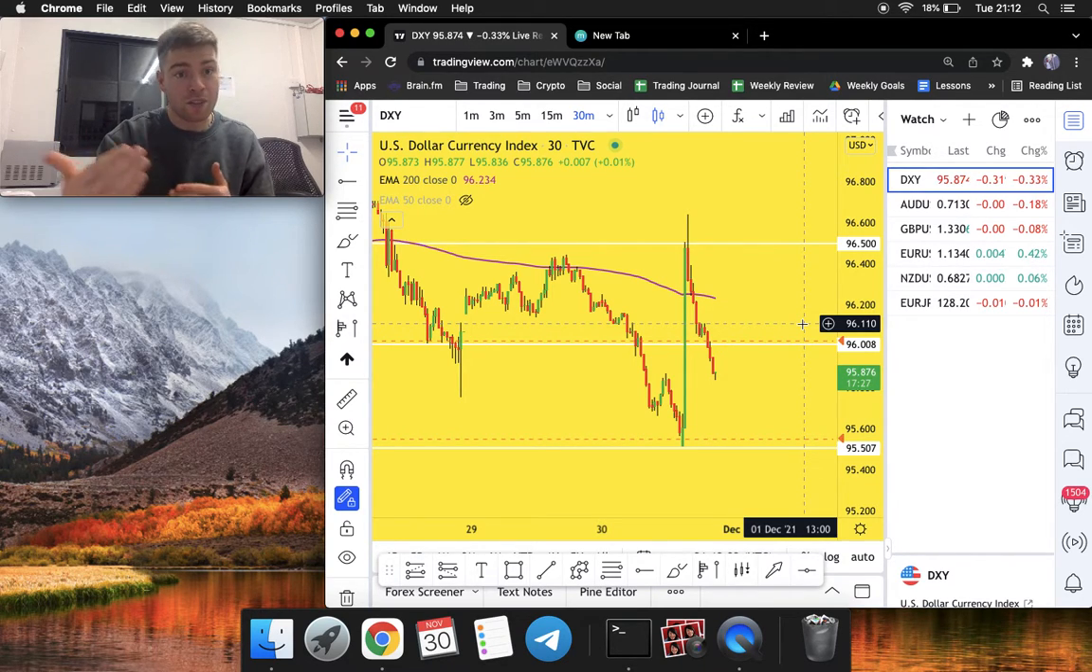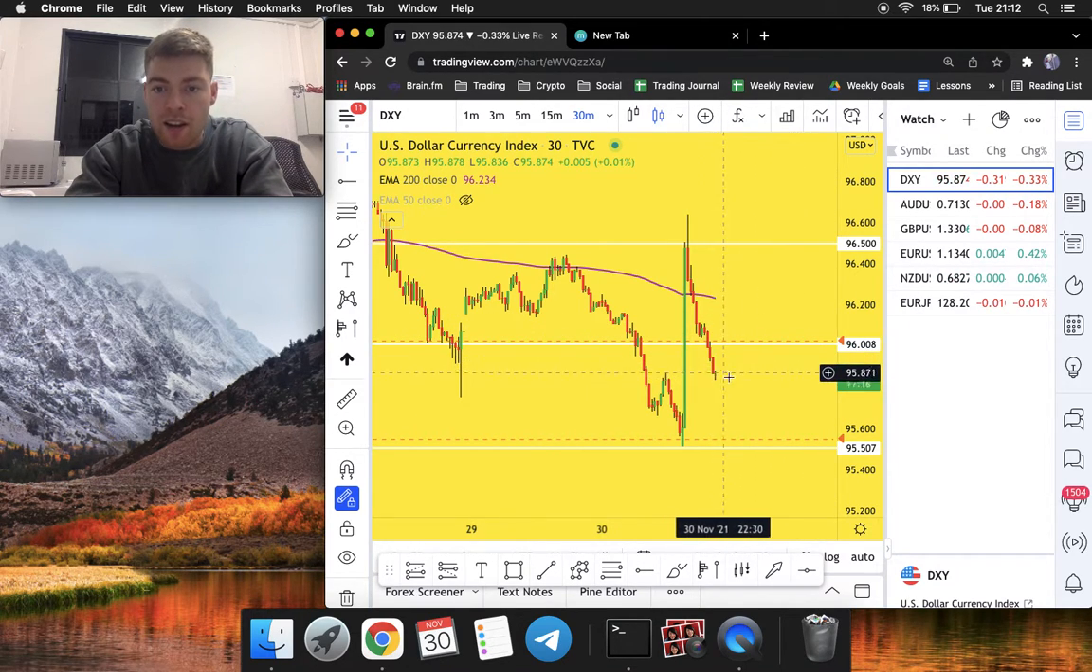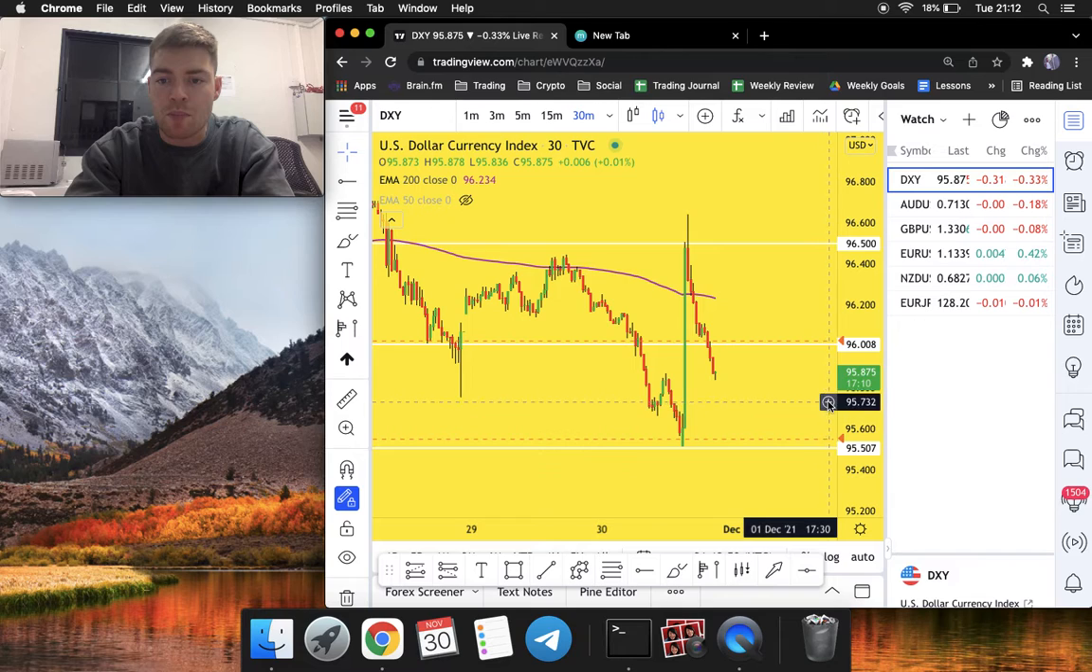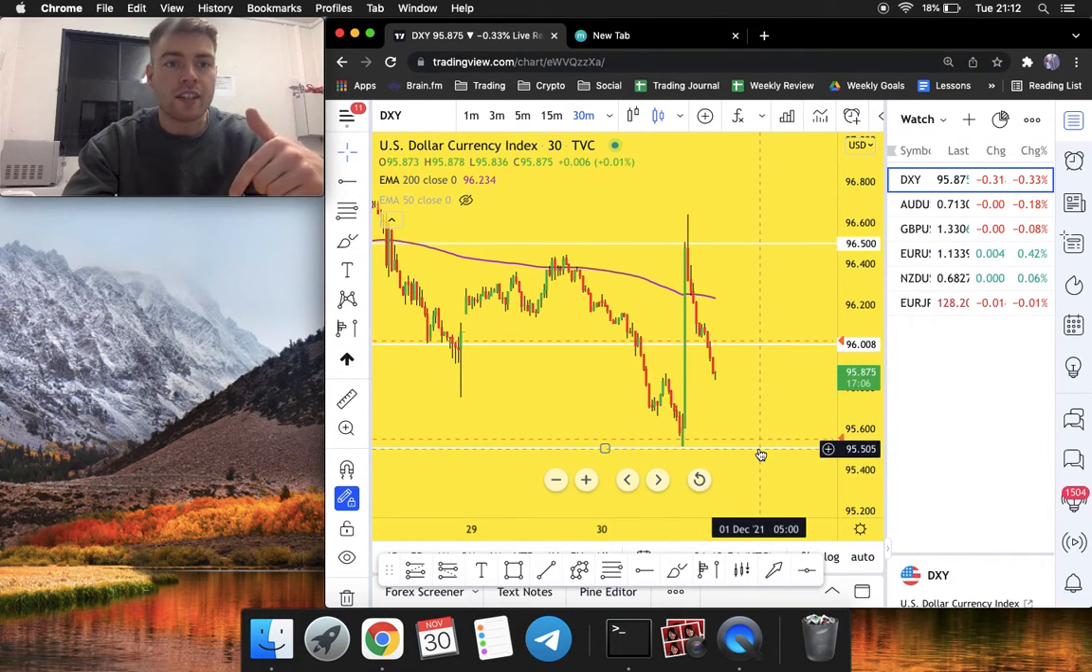If price is going to move to this area next, then price is going to be bearish. So then you can correlate that with the other pairs. So for example, at the moment here, we can see that price is currently trading around 95.87. That means price is close to 96, but it's pushing to the downside at the moment.